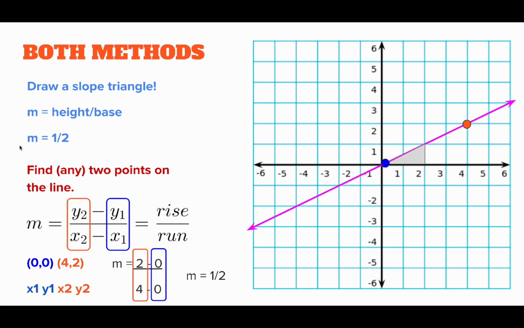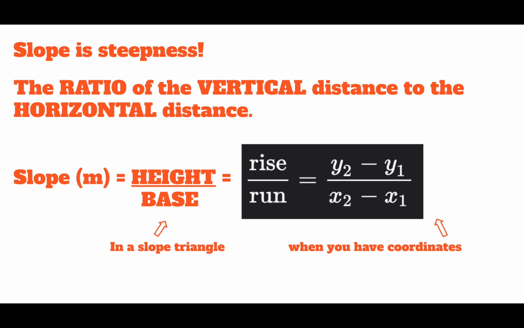So our 2 methods for finding slope agree. We can take the height of a slope triangle and divide by the base, or we can use our formula and plug in with our coordinates. No matter where you draw your slope triangle or which 2 points you choose on the line, you will get the same slope value.